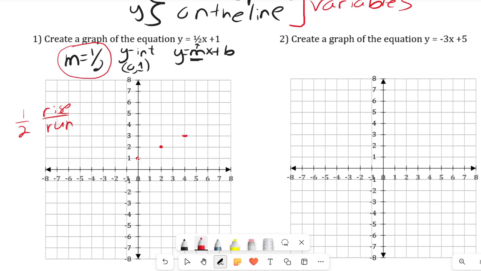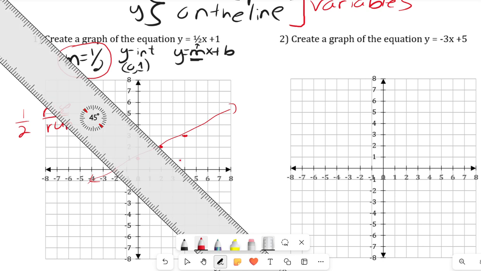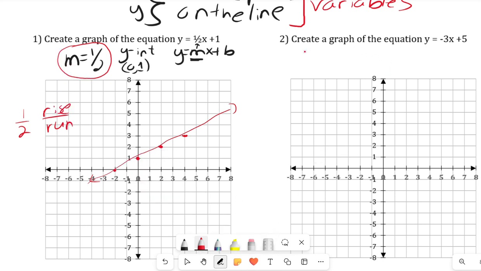I could go backwards too. I could go down 1 to the left 2. And you see all of our points fall nicely on a line. This is where I should use a ruler, but I'm just going to draw it freehand here. And we'd have our line that passes through those points. Just make sure you use a ruler. Oh, I do have a ruler here, but I don't know how to use it, so I'm not going to use it here.